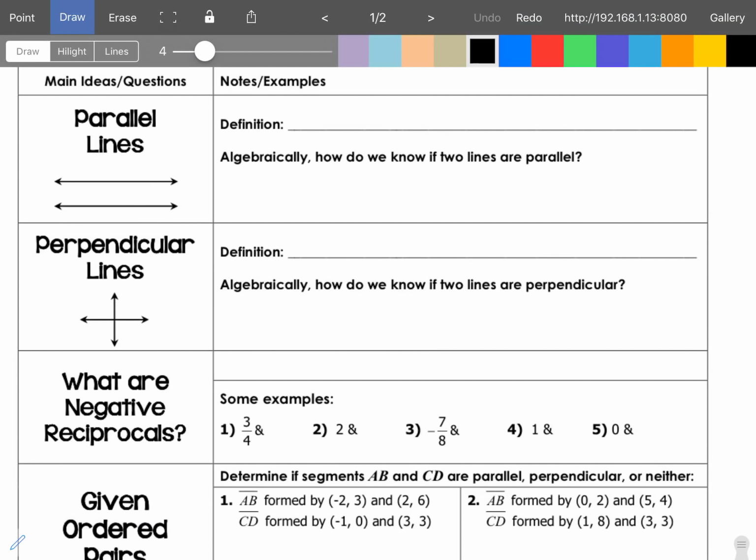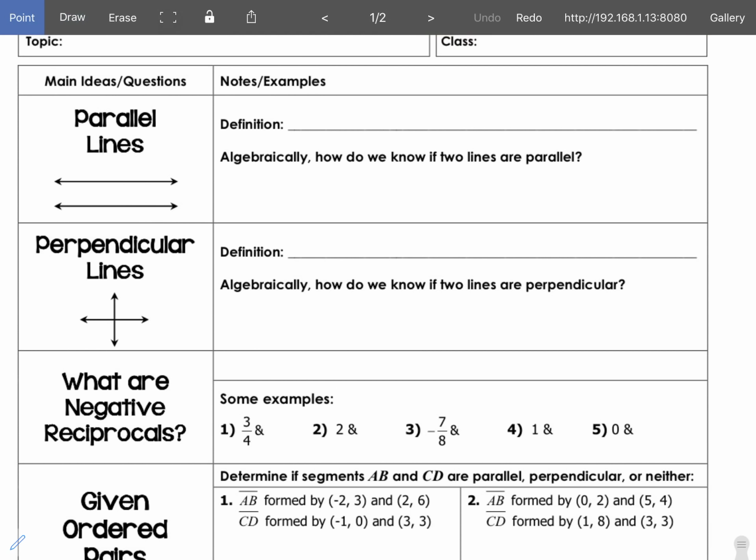Today we're going to be talking about parallel and perpendicular lines. So if you look here, these are parallel lines and these are perpendicular lines. So let's talk about parallel lines first.